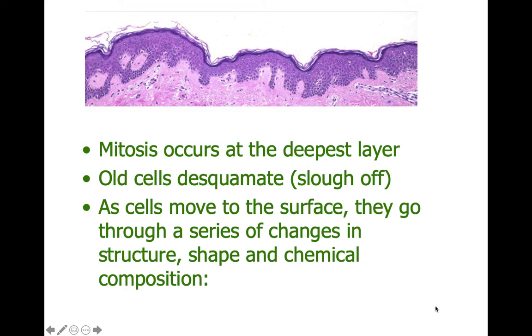As the cells move to the surface, they go through a series of changes in structure, shape, and chemical composition. We've used this analogy before: it acts as a conveyor belt. New cells are formed at the deepest layer, and each time cell division occurs, those cells move up a layer continuously until they reach those flaky looking cells that are going to slough off. This process is referred to as keratinization.